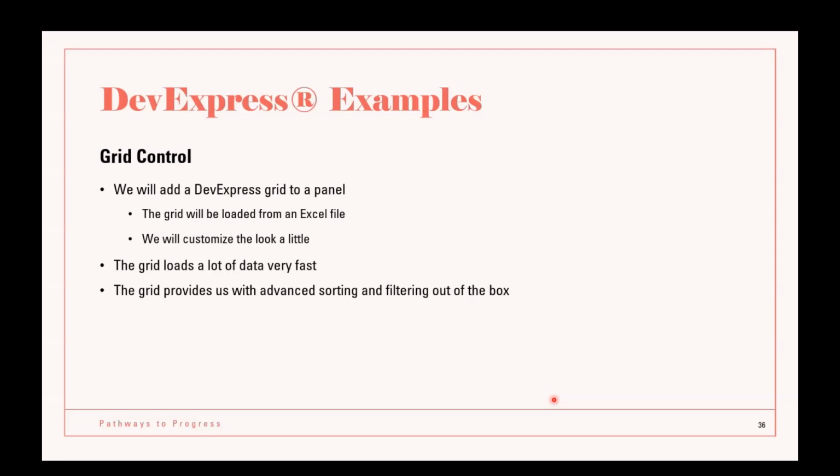So our first example is going to be using the DevExpress grid control. We're going to add a DevExpress grid to a panel, load that grid from an Excel file, and customize the grid's look a little. Things to note is this works and the grid loads very fast. And out of the box, the DevExpress grid gives us a lot of advanced sorting and filtering that you don't have to write or code yourself.